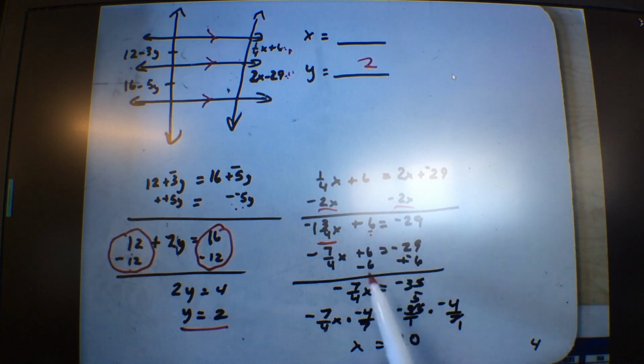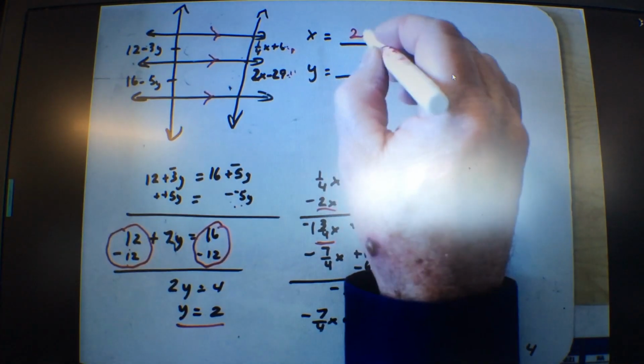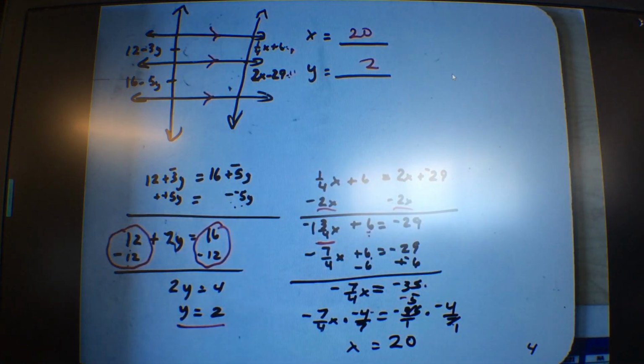Then I subtract this 6 from both sides. This is plus a negative, so I have a negative 7/4 x equals a negative 35. Then I multiply both sides by the reciprocal of negative 7/4, which is negative 4/7. The negative 35 cancels with the 7, so I get a negative 5, and a negative 5 times negative 4 is 20, so x is 20. I could find those lengths by substituting in also, if you needed to.